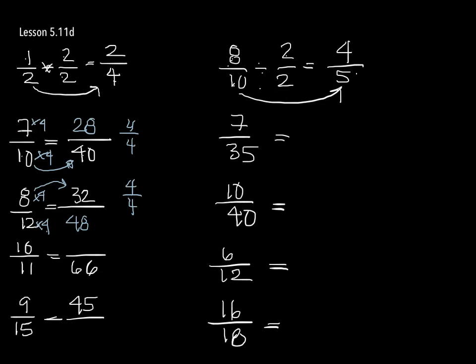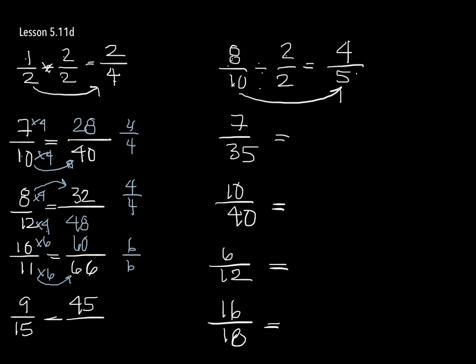Alright, up next. 10/11 is equal to something over 66. Question, what did I do to 11 to get to 66? Well, 11 times 6 is 66. Whatever I do to the bottom, I do to the top. So I'm going to take 10 times 6 and I'm going to get 60. Remember, 6 over 6 is the same as 1.